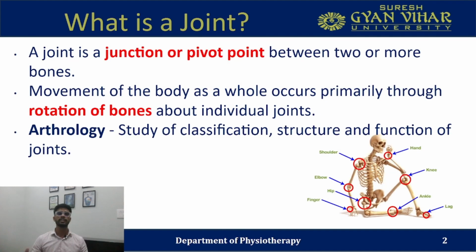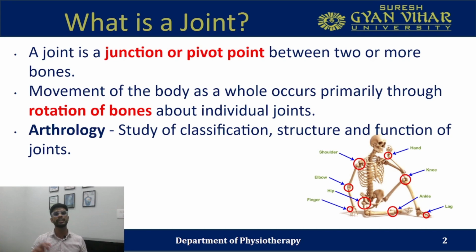First of all, let's understand what is a joint. So joint is a junction or a pivot point between two or more bones. In our body, whenever two or more bones combine at a certain point to facilitate a movement, that point or junction is actually called a joint.